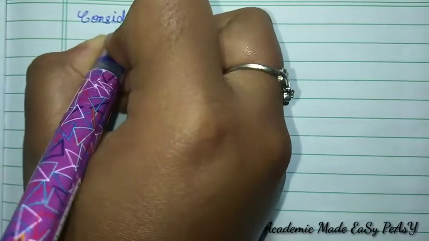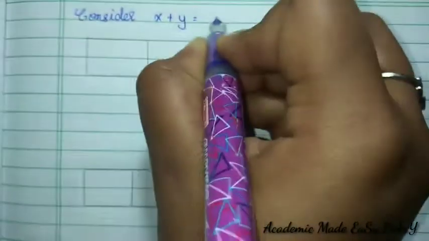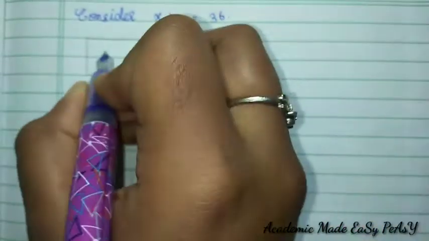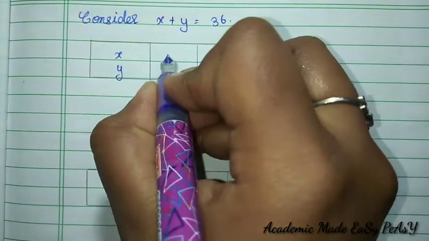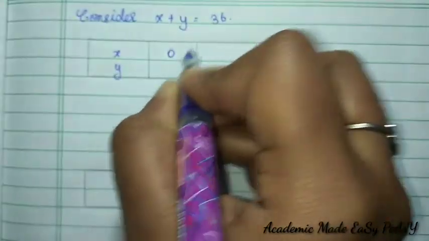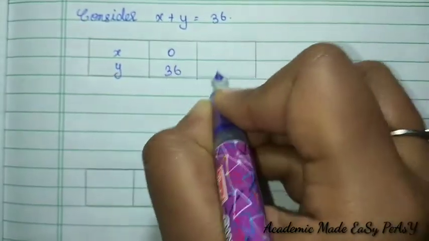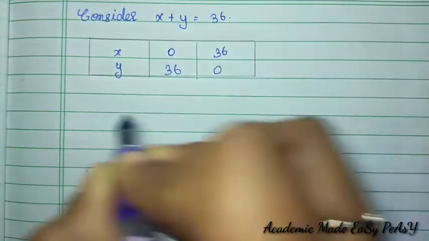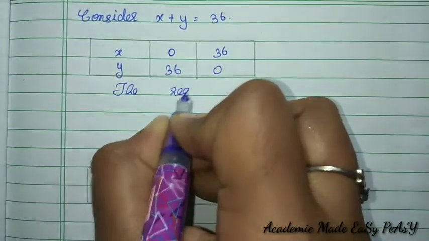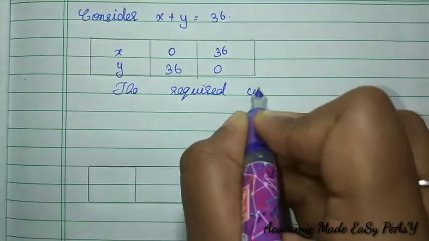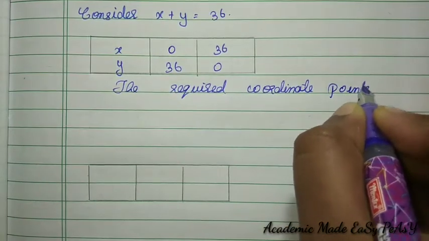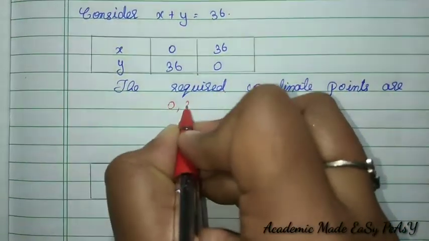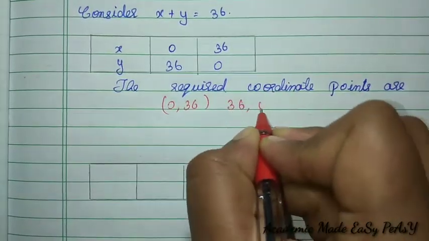So now let us consider x plus y is equal to 36. This was the first equation. Let my solution table have x and y. If I have x is 0, then I will have 36 over here, and if my y is 0, I will have 36 over here. Therefore the required coordinate points are 0, 36 and 36, 0.